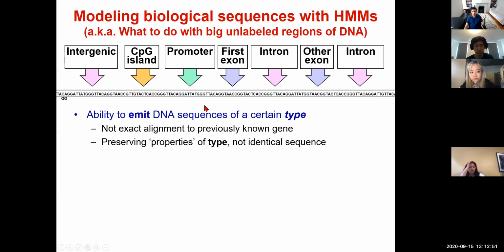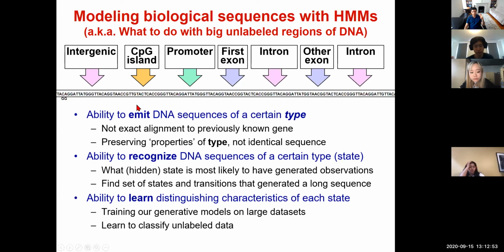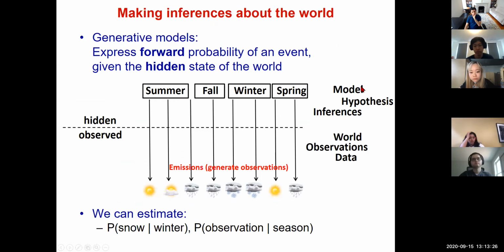And the way that we're going to be modeling is by having 3 tasks, which were the rows of our matrix. The first task is the ability to emit DNA sequences of a certain type, so basically creating emissions from different classes of elements. The second one was to recognize DNA sequence of a certain type. So now if you see the sequence, can you infer what is the hidden state that most likely gave rise to it? And today we're also going to be learning about how to infer the probability distributions of those.